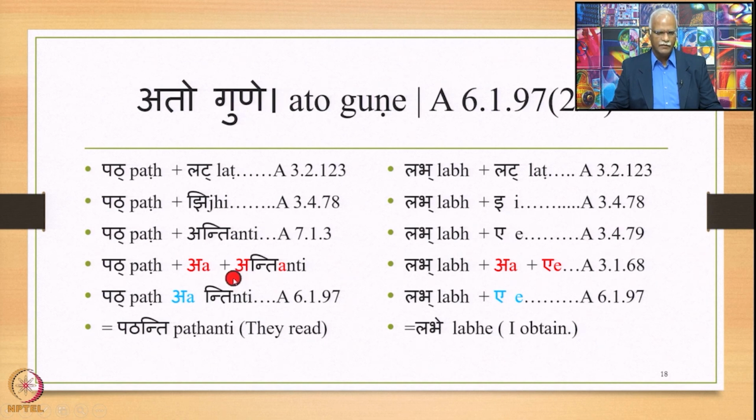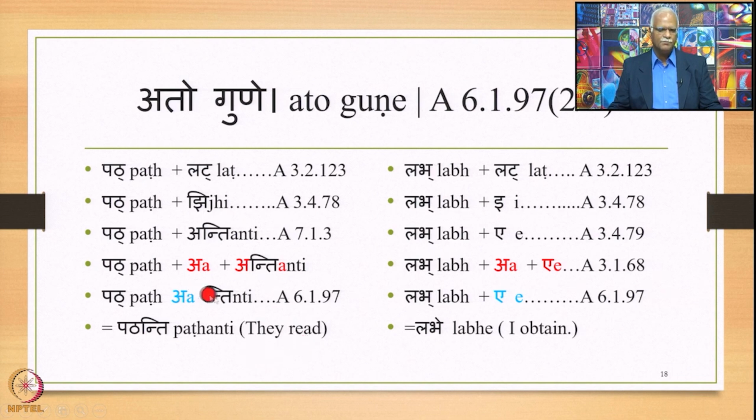So we have the environment where a not occurring at the end of a pada is immediately followed by a guna sound. And so in place of both of these sounds, we have pararupa, that is this a being the substitute. So then the next step is derived, pat, a and ti. When we join them together, we get the form pathanti, which means they read.